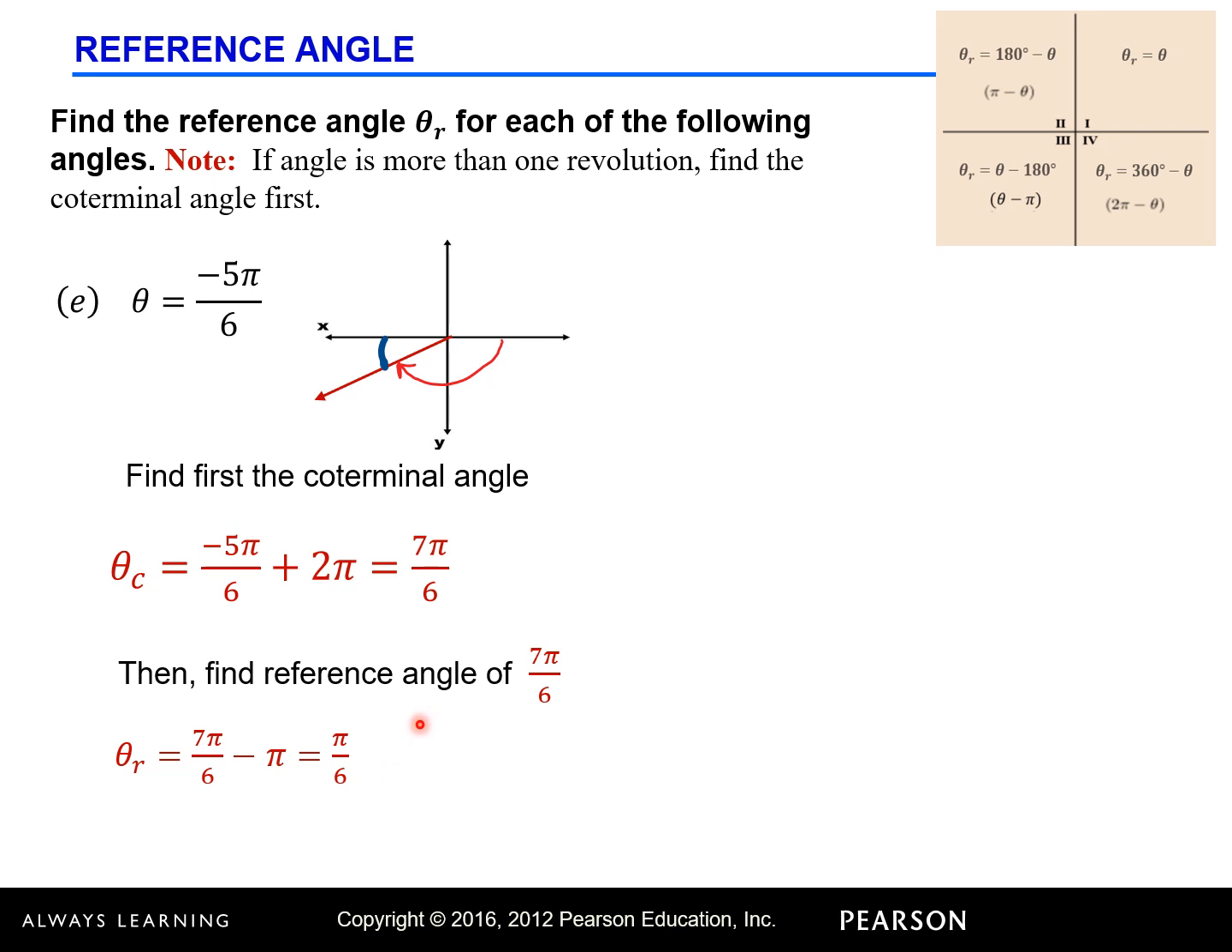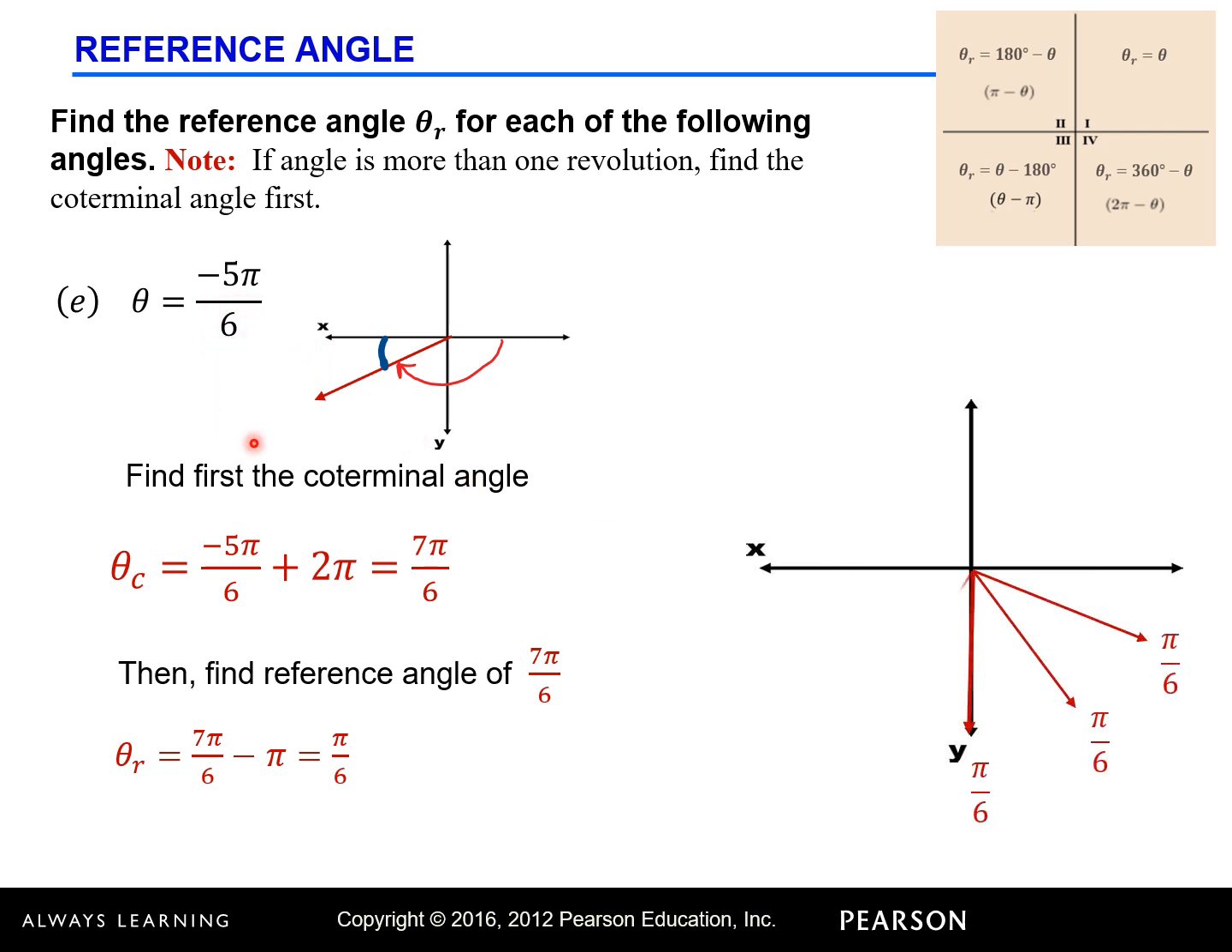Another way of finding the reference angle for negative 5 pi over 6, since we have pi over 6, meaning the pi in the clockwise direction, or negative pi, we have to divide this into 6 equal parts. So 1, 2, 3, 4, 5, and 6. So the last one is here.